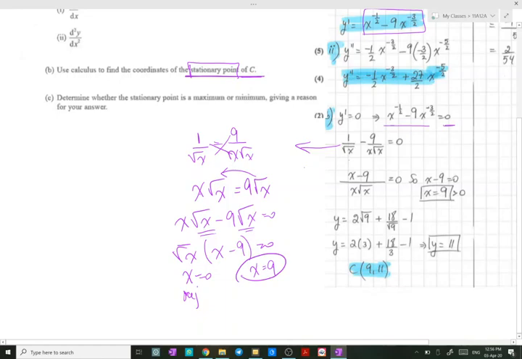Or you can use this method that I also wrote, common denominator. When you have a fraction which is equal to 0, only the numerator can be 0, the denominator cannot be 0. Therefore, you solve x minus 9 equals 0, therefore x is equal to 9, which is greater than 0, and you accept it.